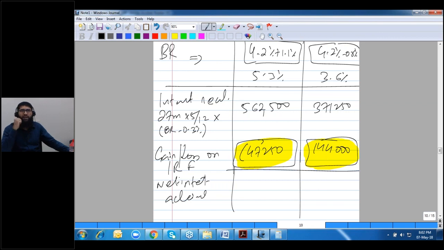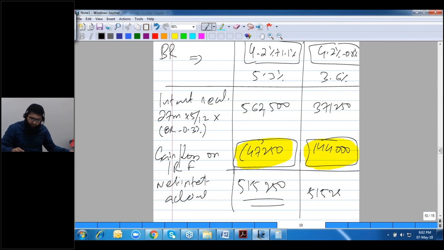Okay, is it 515,250 in both the cases? Zainab Yaqub, I think you're making a mistake. You're deducting 144,000. You don't need to deduct, you need to add it up. It's basically a gain. You need to add it up. Okay, so it is 515,250.